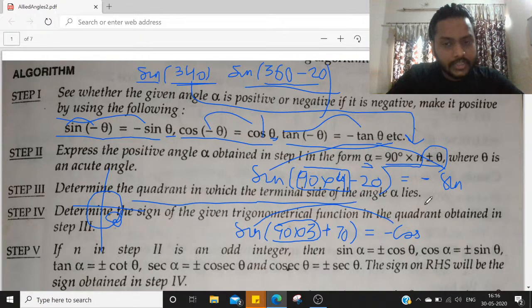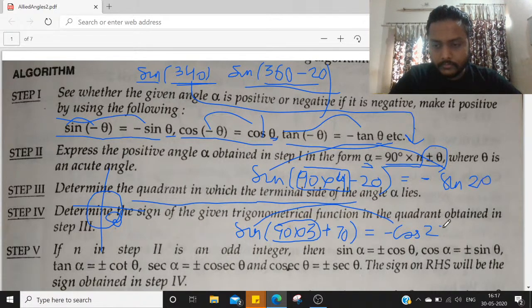और जब आपने ये change कर दिया, उसके बाद कुछ नहीं करना है. Irrespective कि आपने यहाँ पर plus लिखा है या minus लिखा है, अब आपको अपना angle, जो आपका आगे वाला angle है, वो लिख देना. That is minus sine 20. And it will be minus cos 20. So this is right and this is right as well.